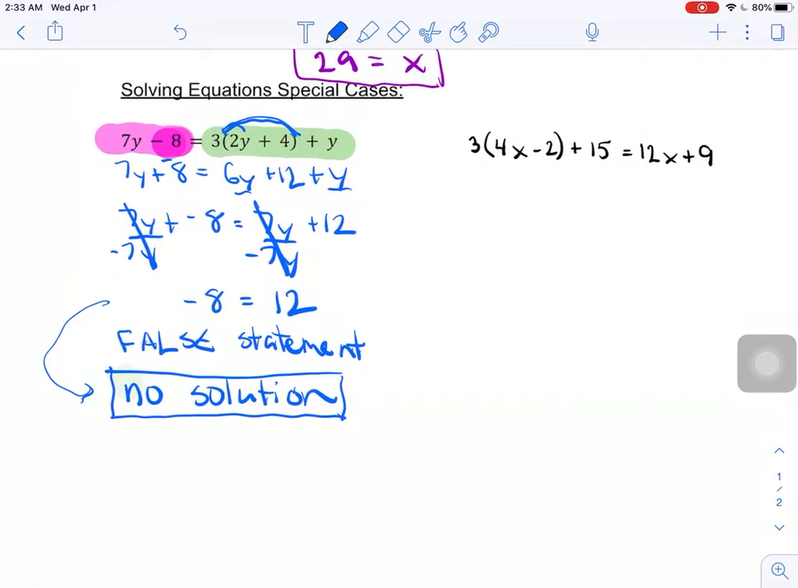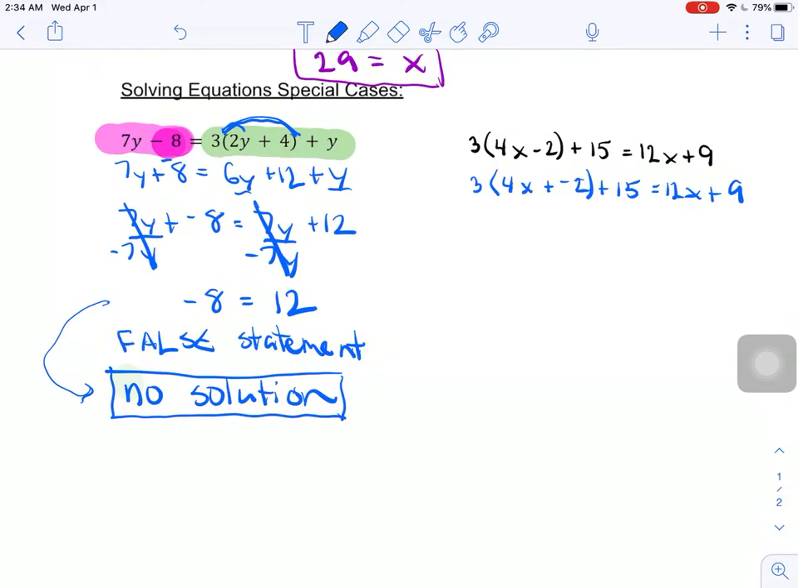So let's look at this last one. Your last example is right here. Again, let's zip through our steps really quickly and see what happens. First we need to use distributive property. And this one, actually, before I even do that, I am going to change my subtraction to addition. So minus 2, we're going to turn into plus negative 2.